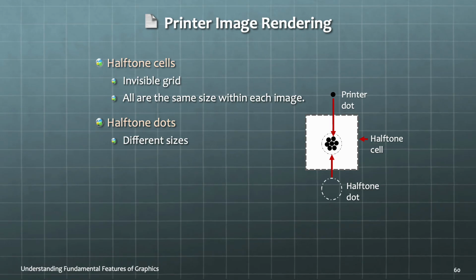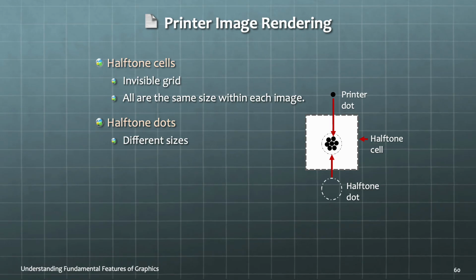But the major difference is that halftone dots can be different sizes. This is according to how many printer dots are filling each halftone cell. In the case of display pixels, there are always only 3 dots within each pixel. In the illustration, there are 7 printer dots filling the halftone cell, but there could be many more. Halftone cells are not limited to being composed of only 3 dots, as in the case of display pixels.